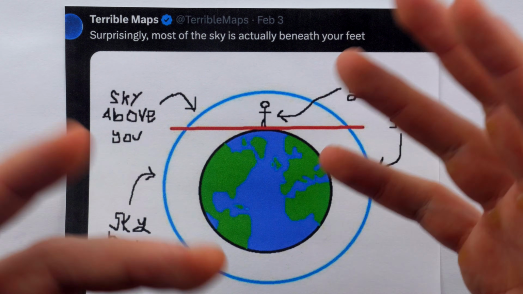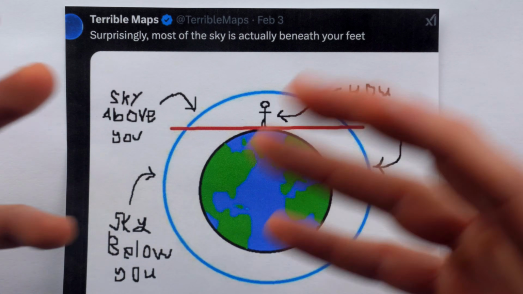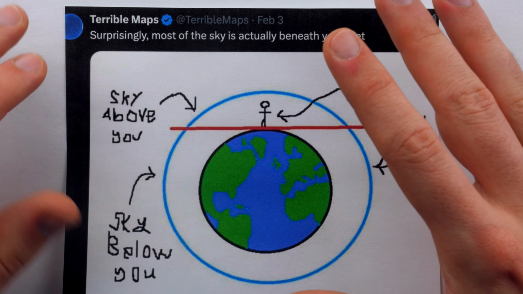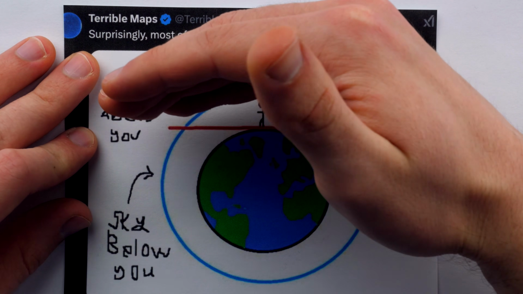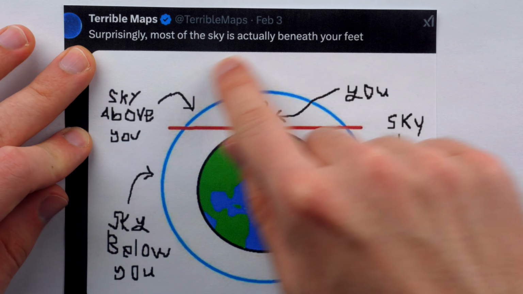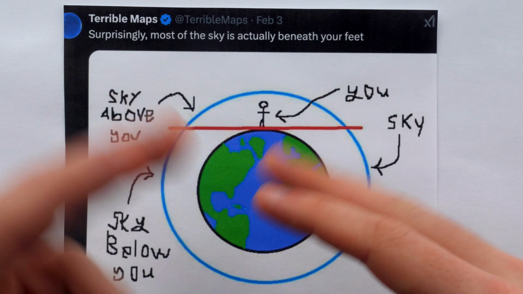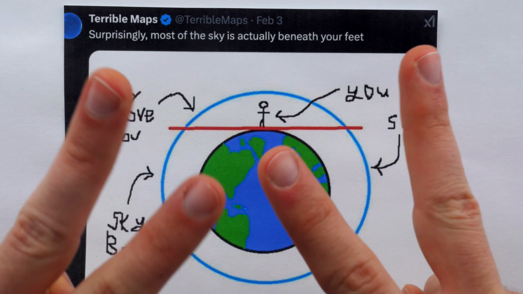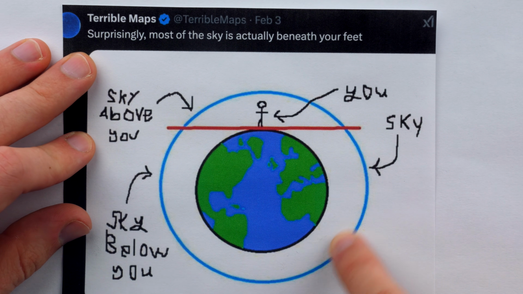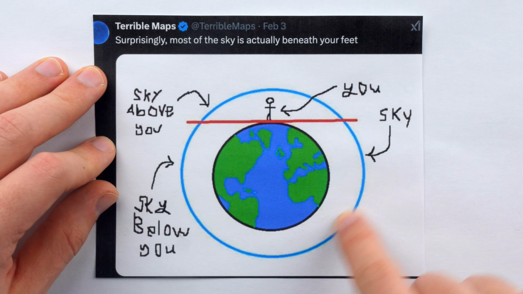The sky, if we had to define it, is this layer of atmosphere that surrounds the Earth, and it doesn't just surround the Earth wherever you're standing, it surrounds the Earth, well, all around it. That's what we mean by surround. So most of the sky is actually beneath you. Or at least that's how it looks in the pictures.